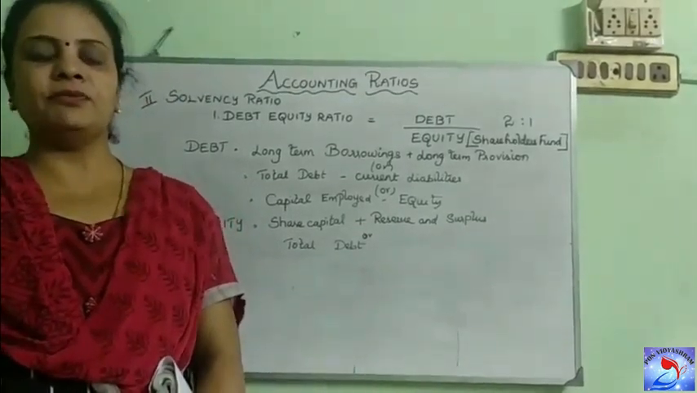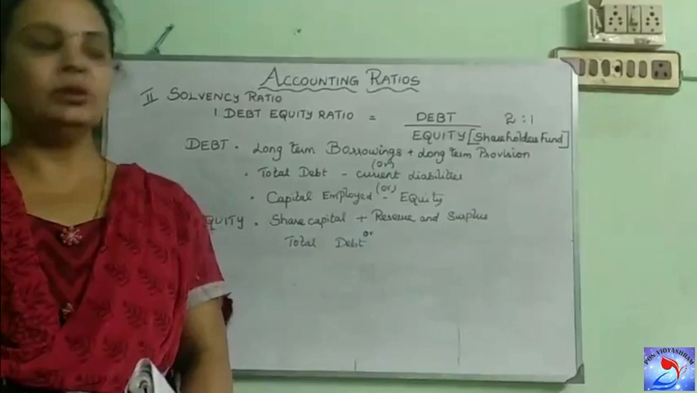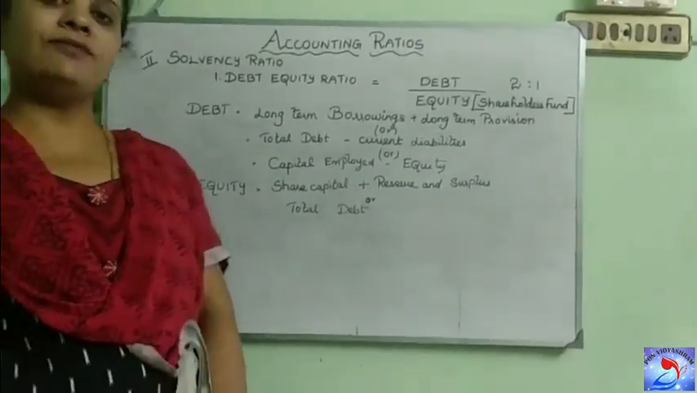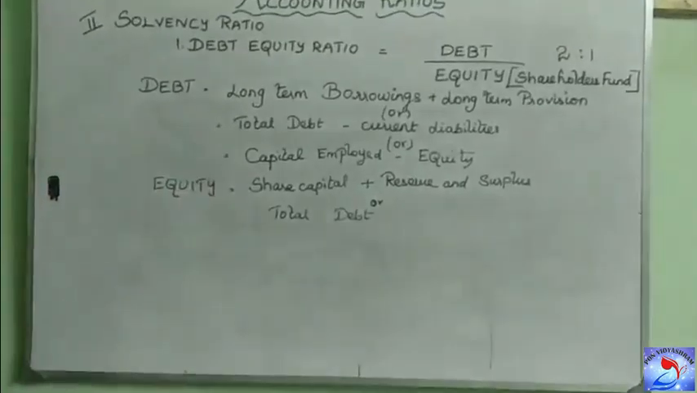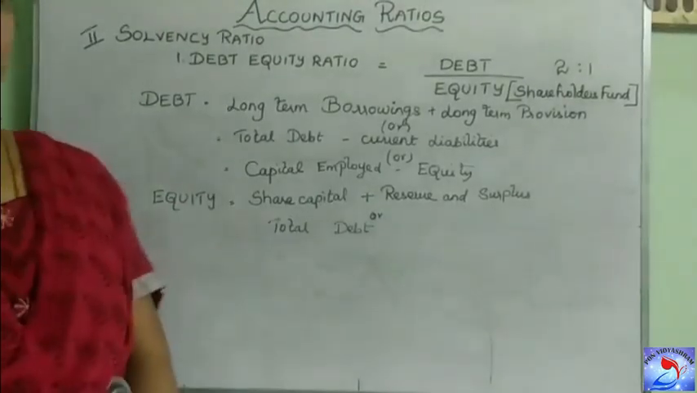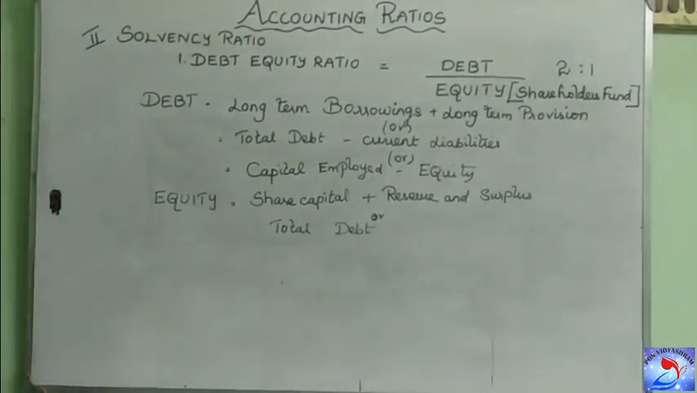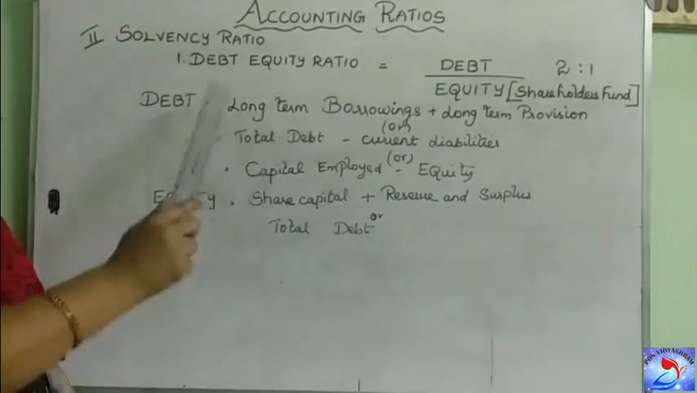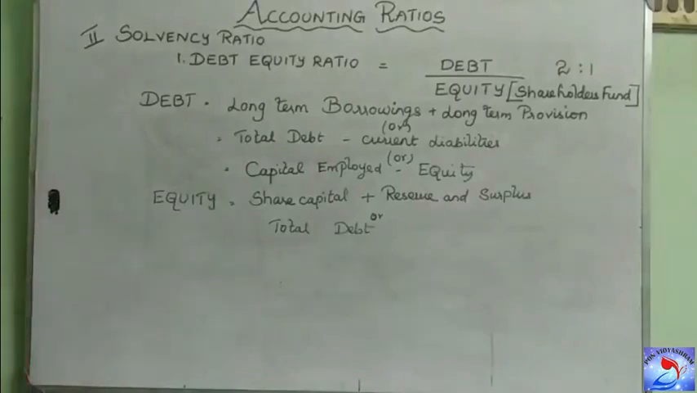The second type of ratio in accounting ratios is the solvency ratio. There are 4 types of solvency ratio. In today's topic, we have taken the first ratio, that is the debt to equity ratio. First, I will tell you what a solvency ratio is.